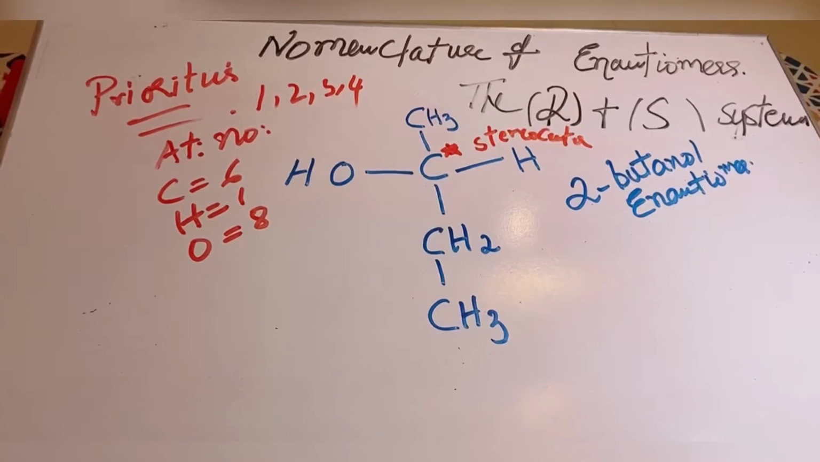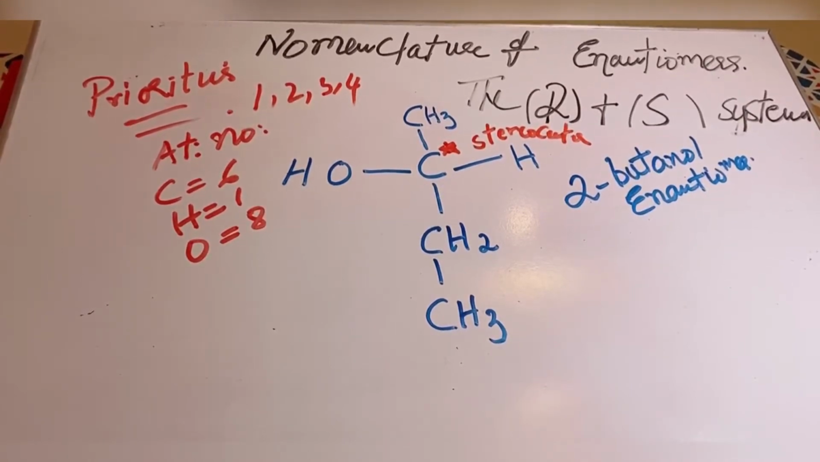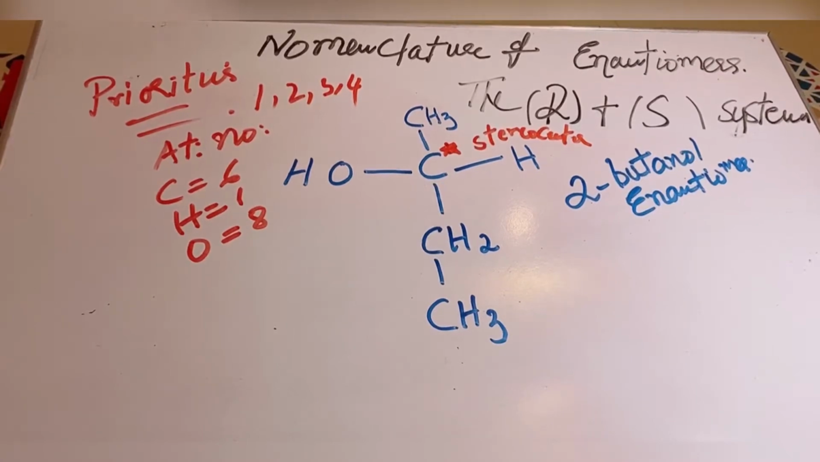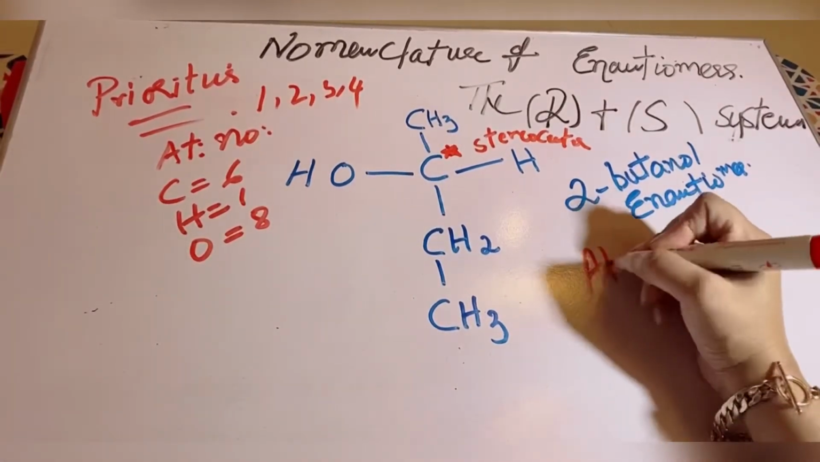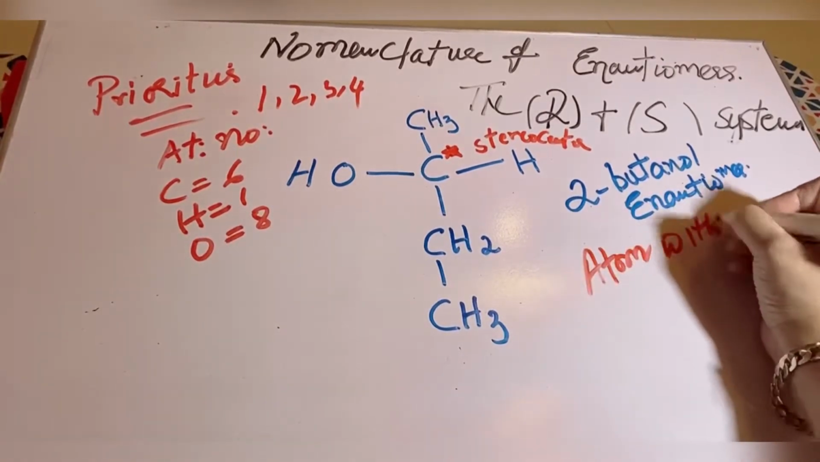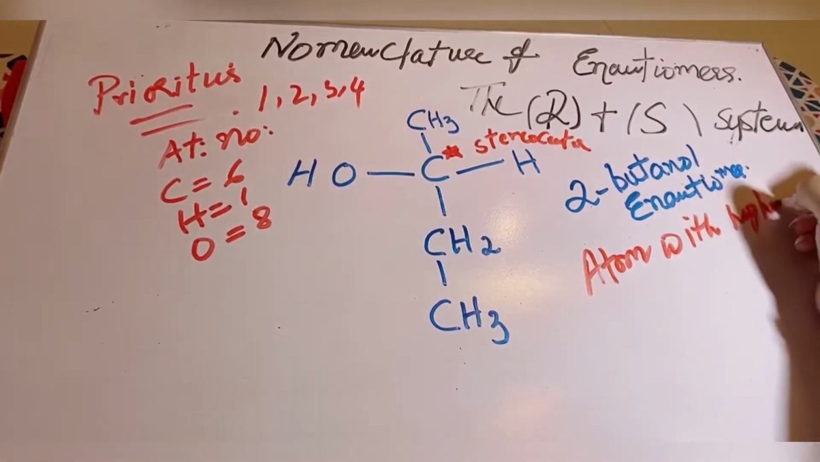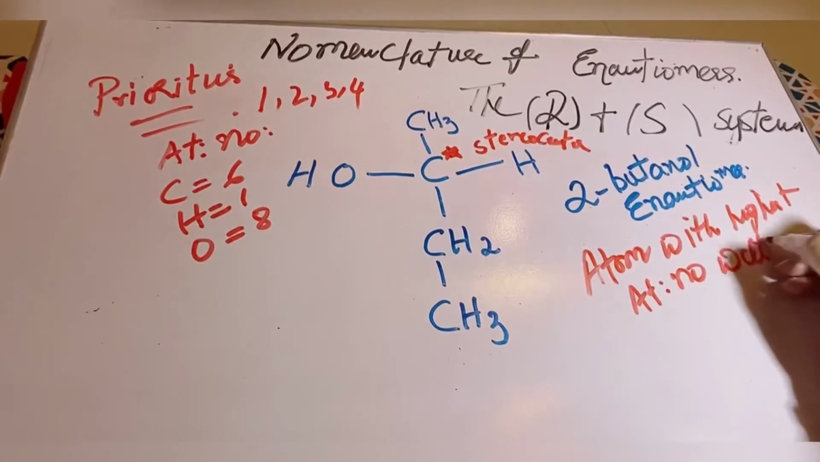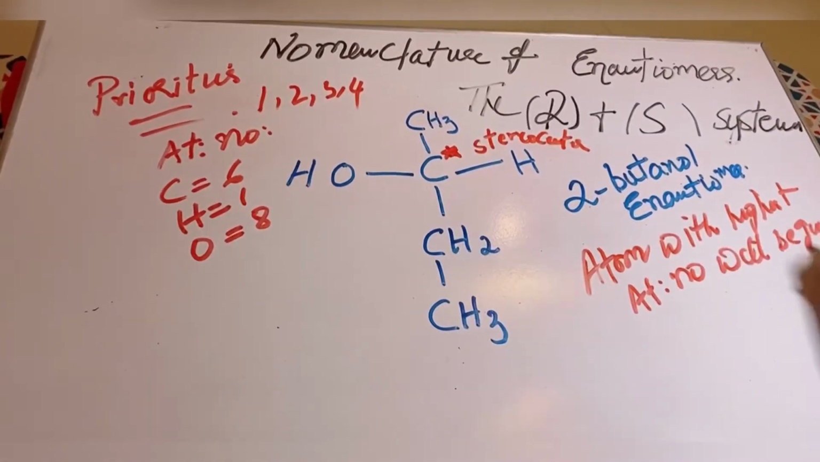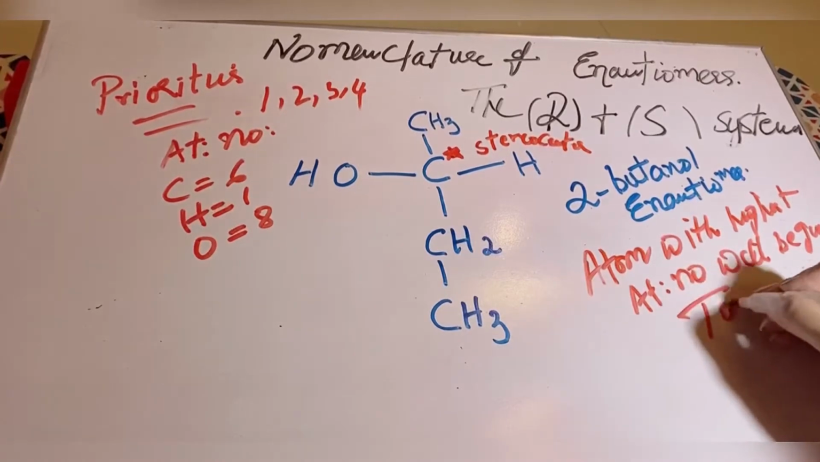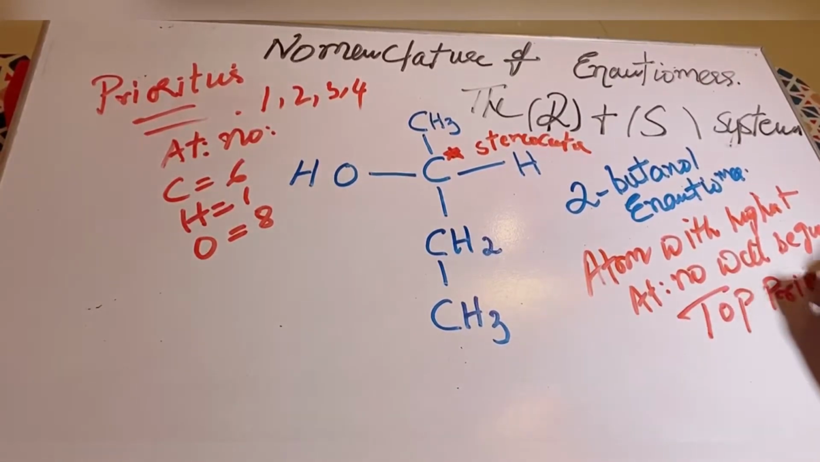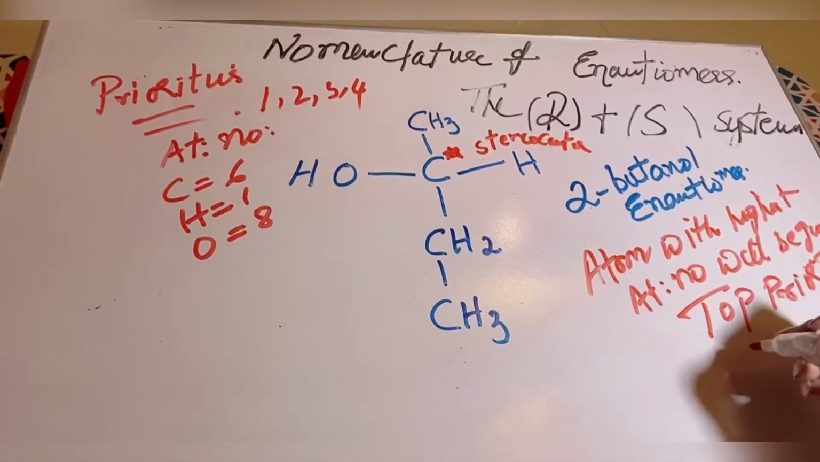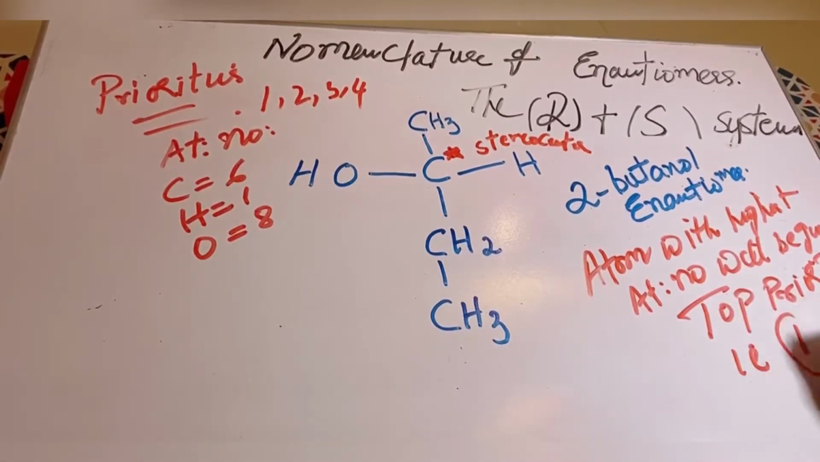So now what we are going to do is give the priorities likewise: the atom with the highest atomic number will be given the top priority, right? That is, 1 would be given.